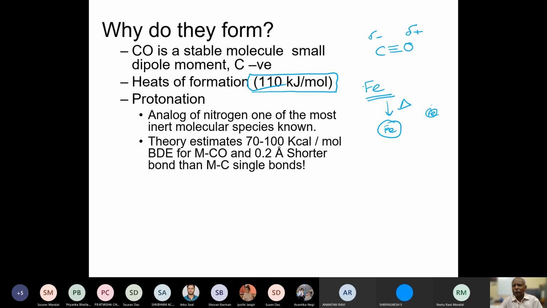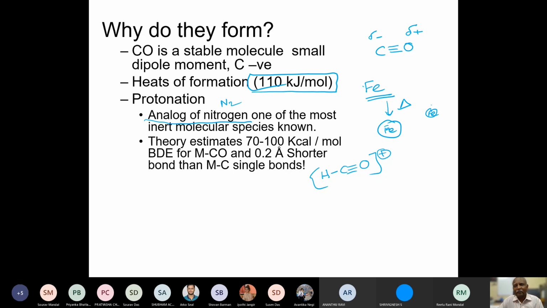So if you take the analog dinitrogen, this is N2. The dinitrogen does not form such metal complexes very quickly. Carbon monoxide forms it more readily. And it's very difficult to protonate carbon monoxide. So you can form HCO+. HCO+ is the protonated form of carbon monoxide. So sure, you can protonate it, but it's not a stable entity, the formyl cation.